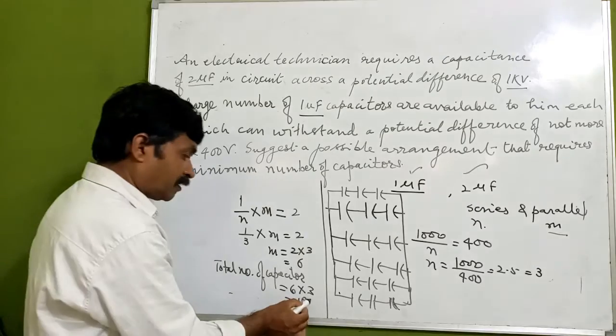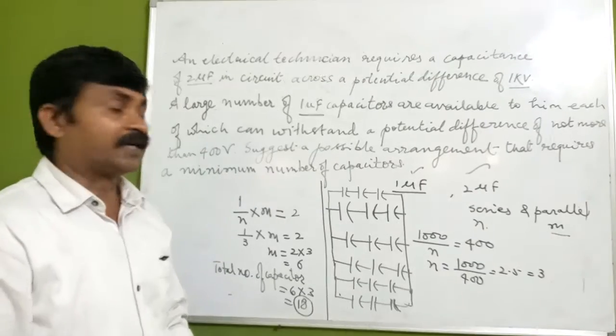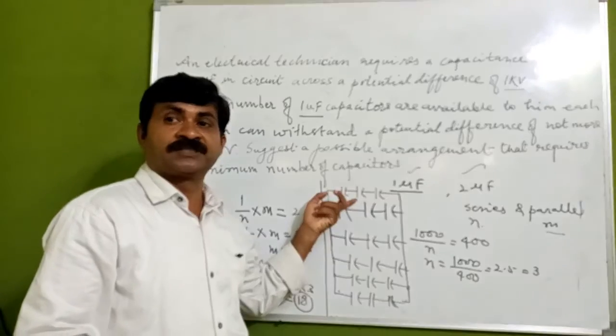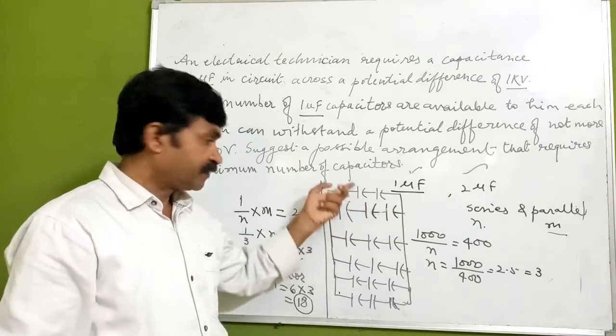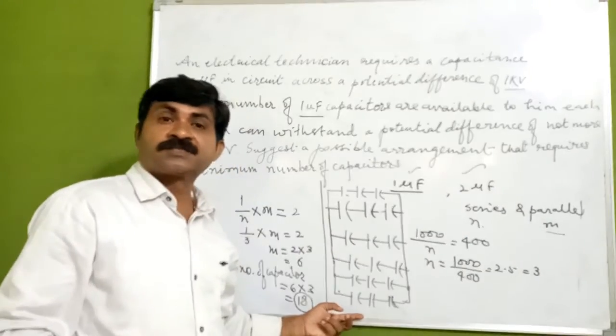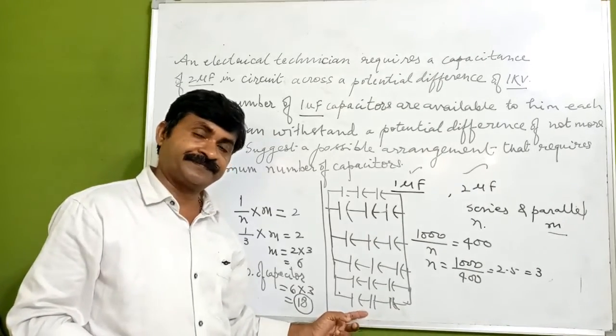So this way we have got 18 capacitors which we can select, and we can use them in such a combination: 3 in each series, and we will have such 6 parallel combinations.